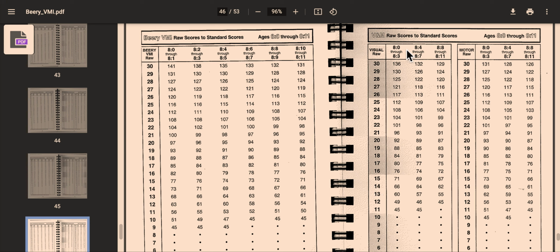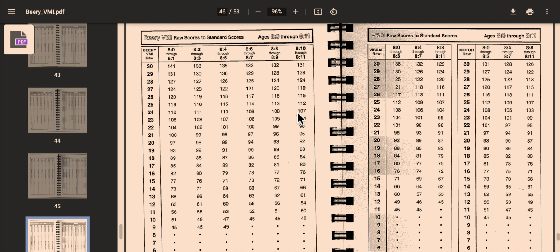Again, I'm going to look for 8 years, 5 months. So that's 8 to 8.3, they're older than that. So this is 8.4 to 8.7. 8.5 is in between there. So I'm looking at an 18-point raw score is a standard score of 81. And now I'm going to look at the motor raw score. Again, 8 years, 5 months. So I'm in that middle column again. They scored 12 points on that, so that's a standard score of 53.